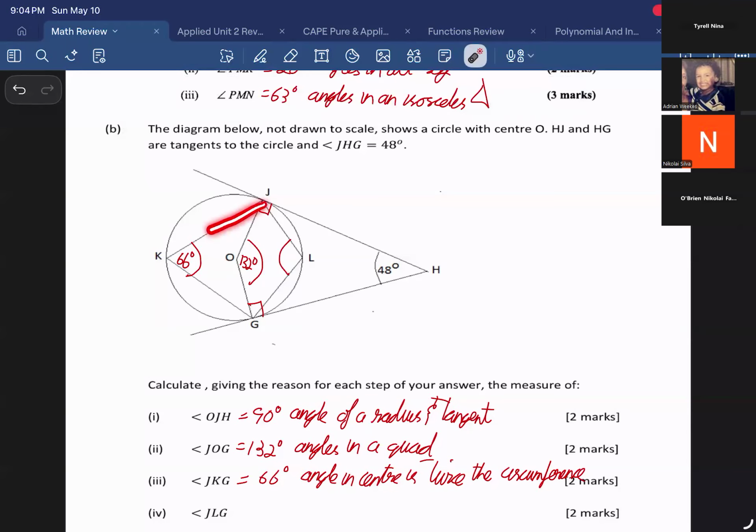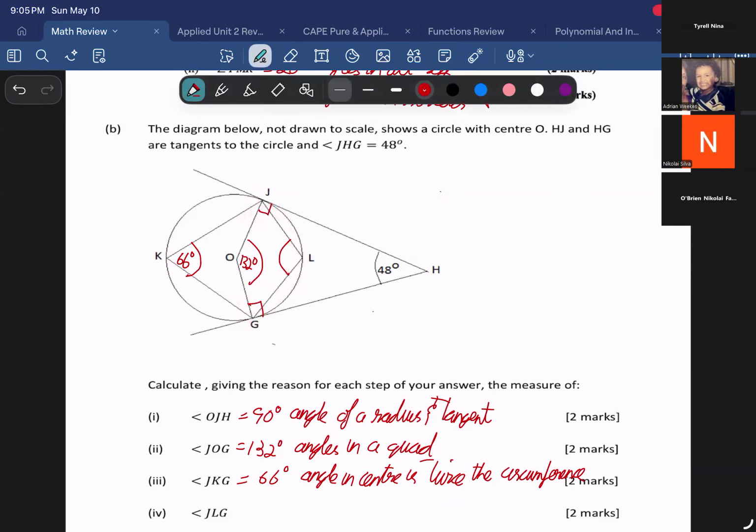So watch here. This here is my cyclic quadrilateral. And to show you all, this is the example I was showing you all. There's a cyclic quad because all of these touch the circle, whereas this will not be considered a cyclic quadrilateral because this point here does not touch the circle. So JLG would be same 132 degrees as this is angles in a cyclic quad.